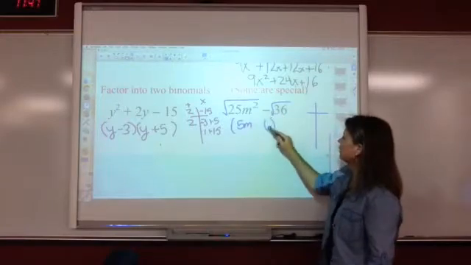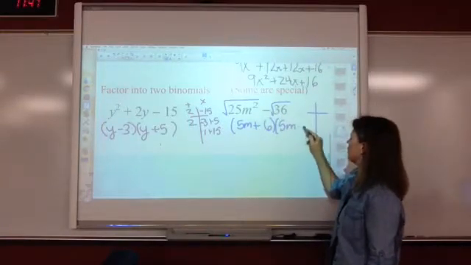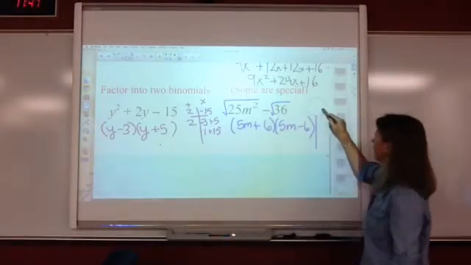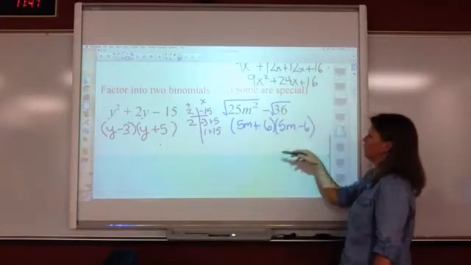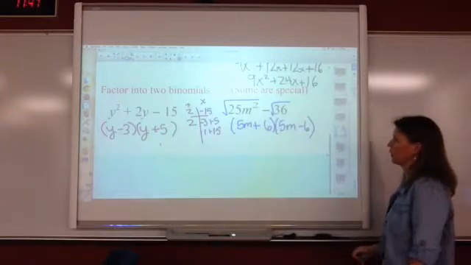It doesn't have a middle term, so make one of the binomials 5m plus 6, make the other one 5m minus 6. The chart doesn't work. If you wanted to check it, you could FOIL, put it back together, and you'll find out that the outside and the inside terms cancel.